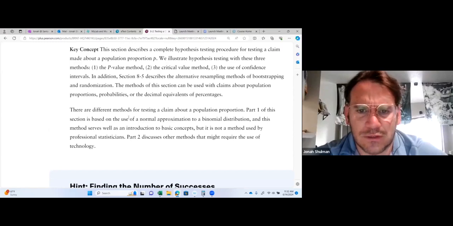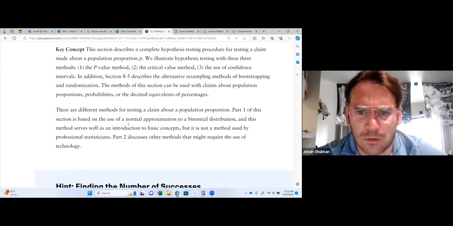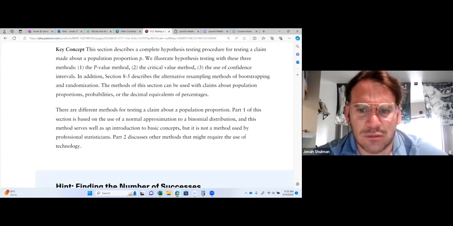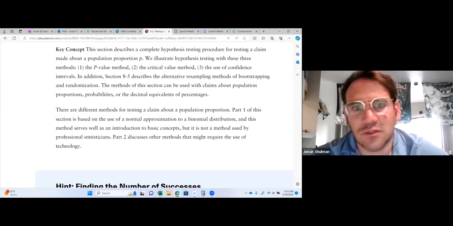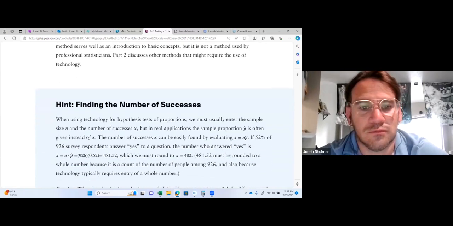So there's different methods for testing a claim about a population proportion. Part one is based on using the normal approximation to a binomial distribution. This method serves well as an introduction to basic concepts, but it is not a method used by professional statisticians. So obviously we're going to use technology for most of it. I'm assuming the first part is just how do we do this by hand, which I think is really important.